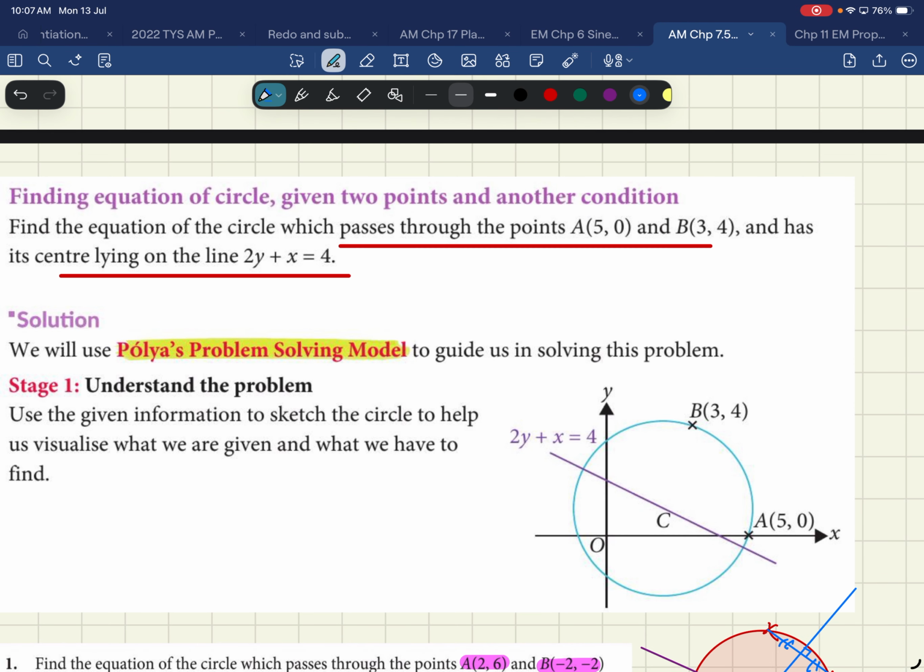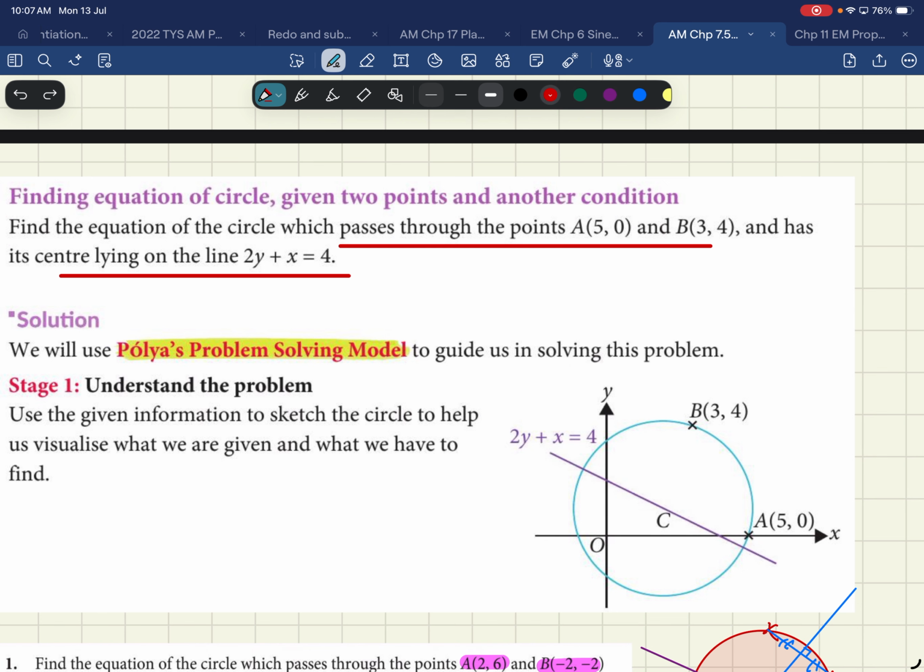Now, to know the equation of the circle, we need to find the center and the radius of the circle. Agree? But my problem is I don't know the center. I only know the center is lying somewhere on this purple line. That was what was told to me in the question. But there can be so many positions. How would I know where it is? So let's think of a way.